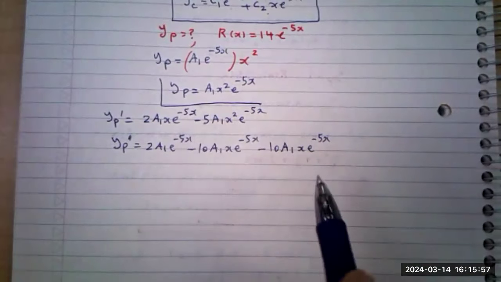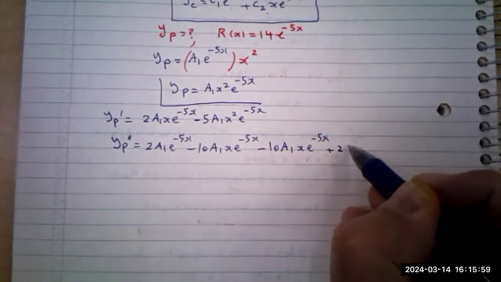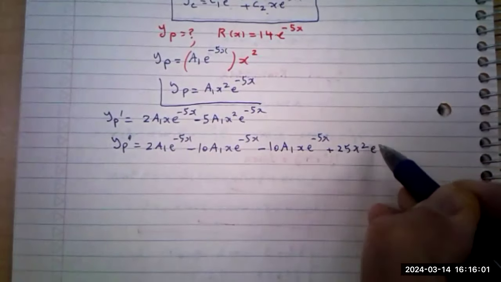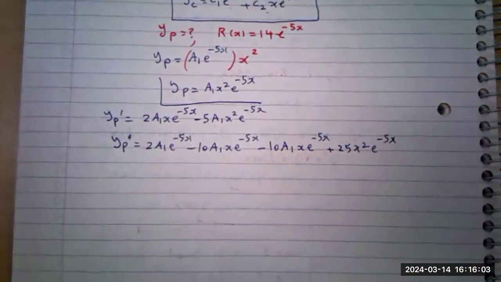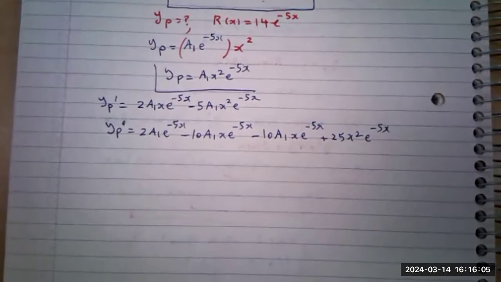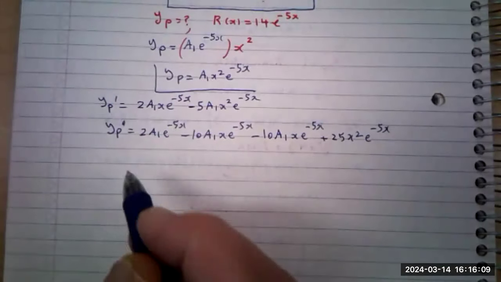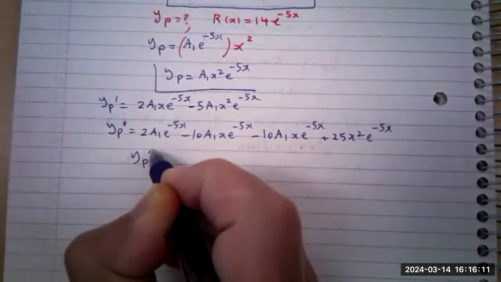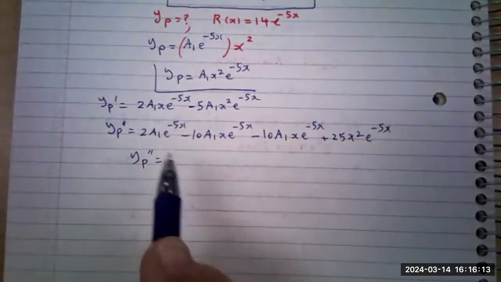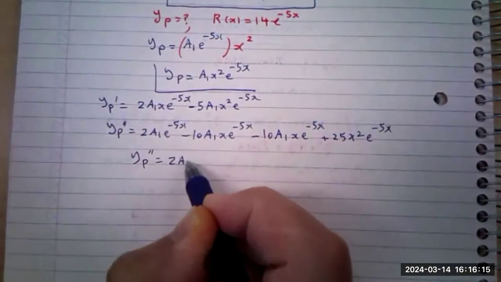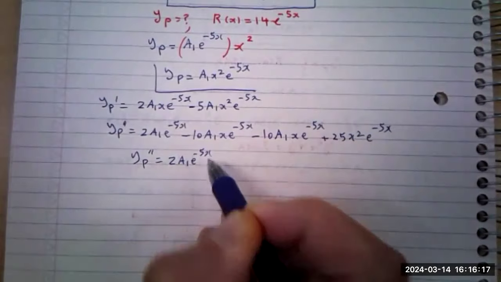So negative 5 times negative 5 would be positive 25. Everything else would be the same. Because the exponential function never changes, there's usually a combination that you can simplify, like terms. So this would be unchanged, 2a1 e to the negative 5x.